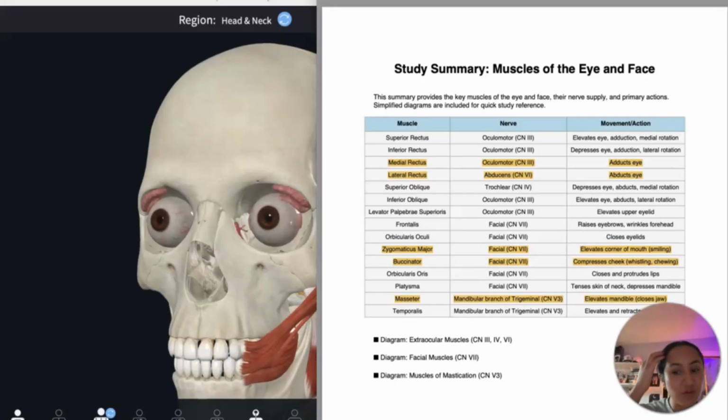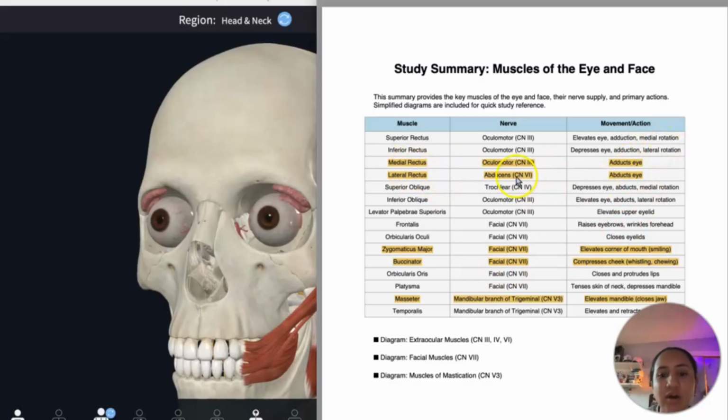Okay, so in this video we're going to be talking about the muscles of the eye and the face. To start, right here on the right side I have the chart that I made with ChatGPT for the AI references. It has the muscles of the eyes and face, just a summary of them, and then a nerve that innervates them, and then the movement and action that it provides. The ones that I chose to do are highlighted in yellow.